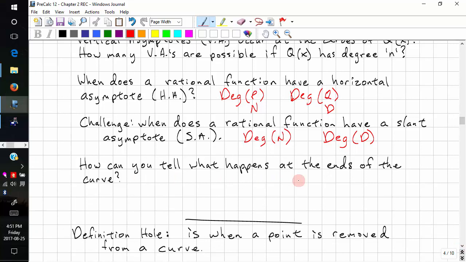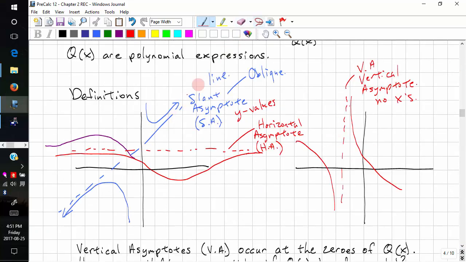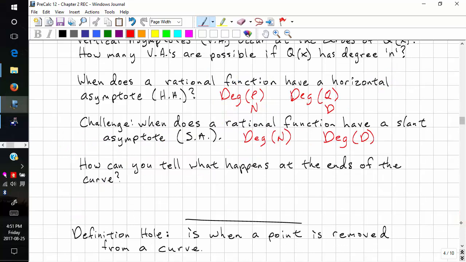And how can you tell what happens at the ends of the curve? So how do you know it ends up on this line? How do you know it ends up here? Does it end up at positive infinity or does it end up at negative infinity? How do you know what happens at the ends? You want to look at leading terms of the numerator and denominator.